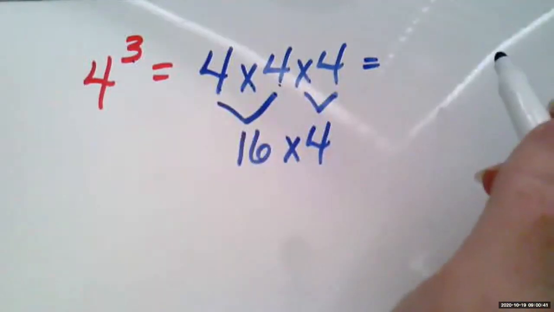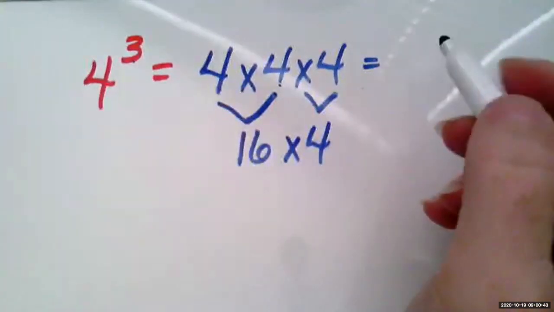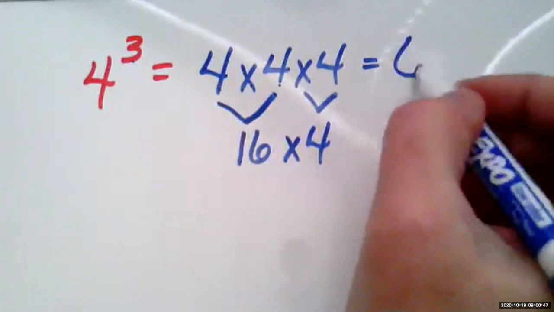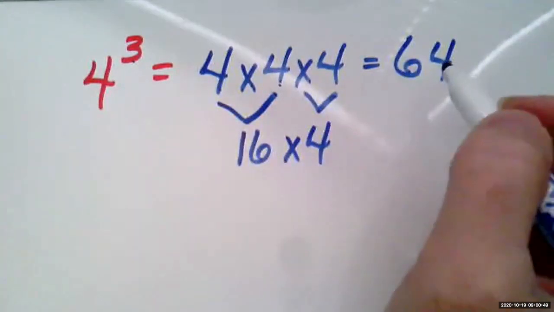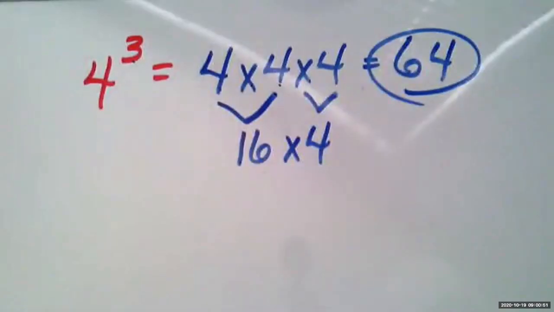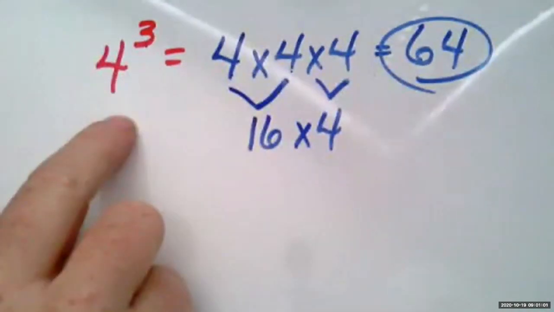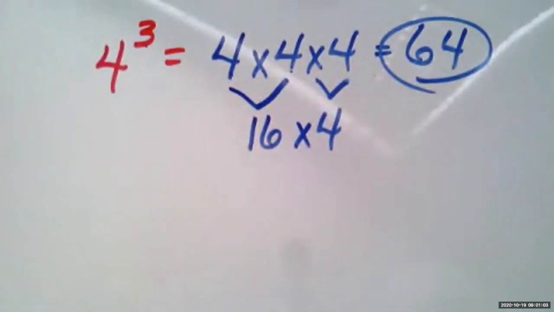Yes, I'm getting a lot more correct answers. Nathan, not quite yet, buddy. 16 times 4 is 64. All right, same thing as repeated multiplication. This is repeated multiplication. The exponents are repeating multiplication.